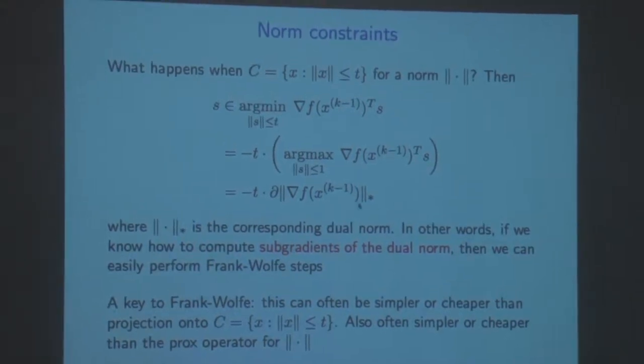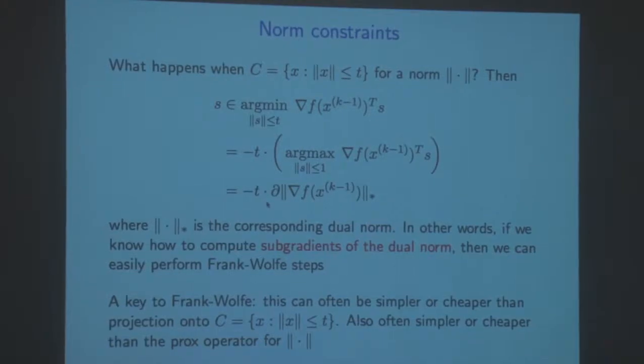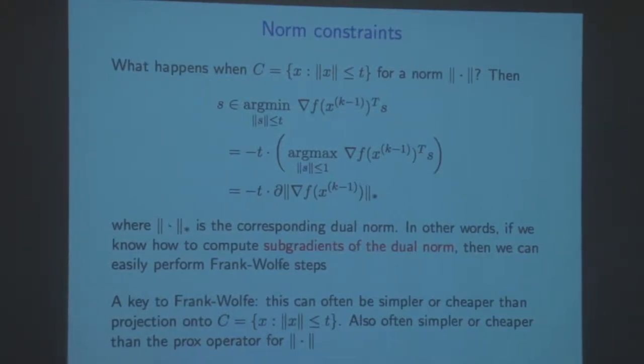So this Frank-Wolfe update applies in constrained form, and it's often simpler than both projection onto the norm ball and the prox operator for the norm ball. So that's important to remember.